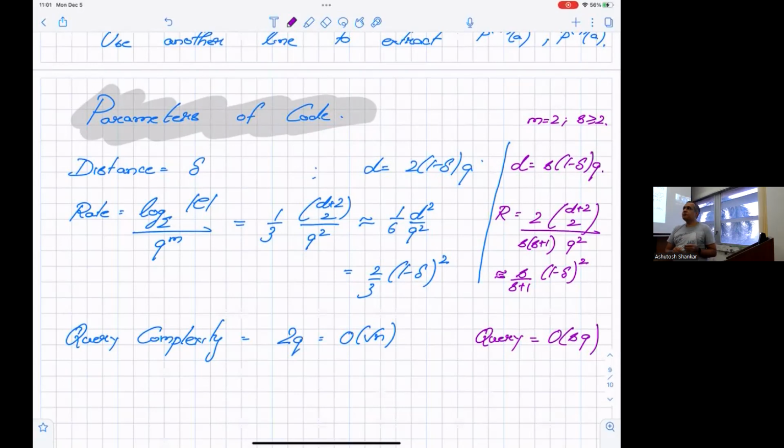S log Q. Why do I need S log Q? If you take S log Q in a sentence, then you will get invertible. Less than the S log Q.